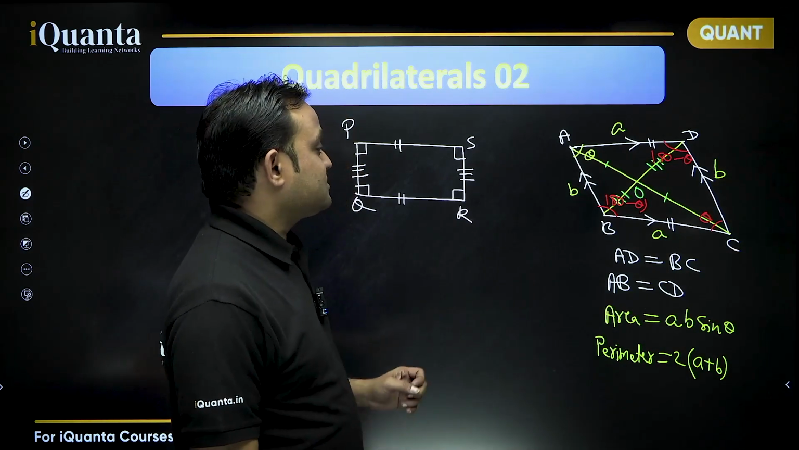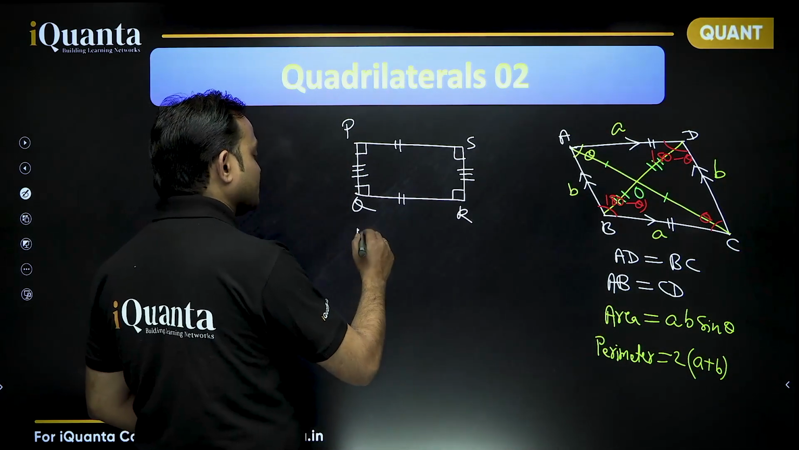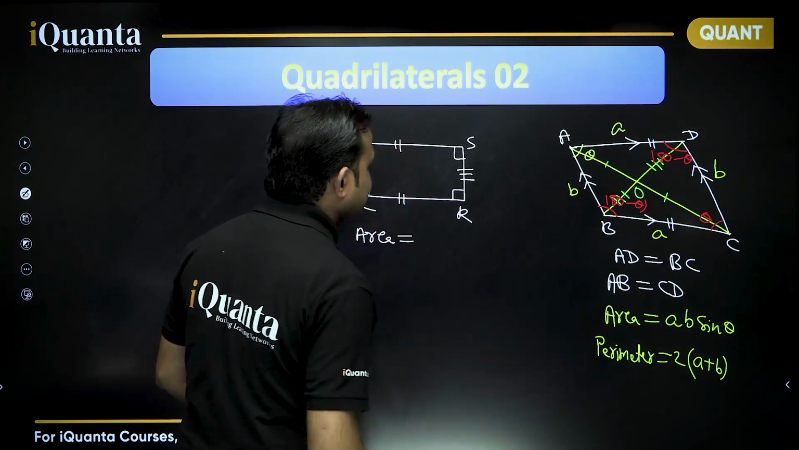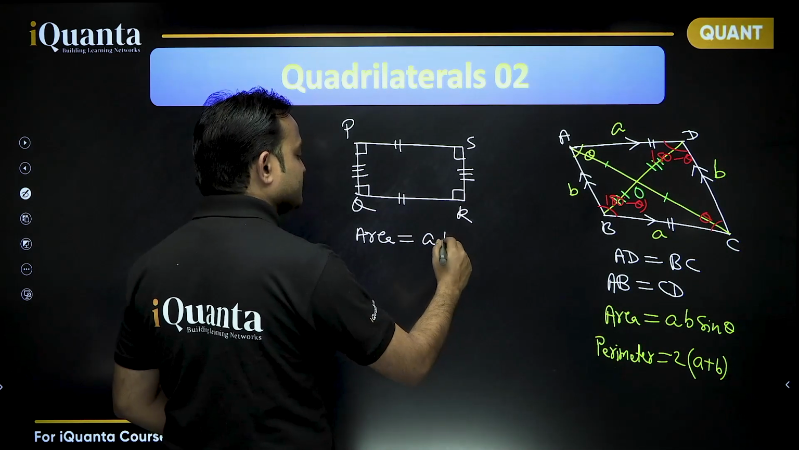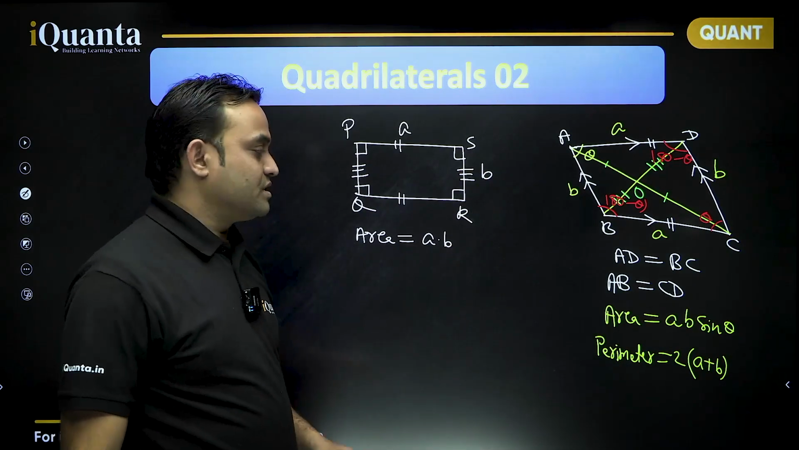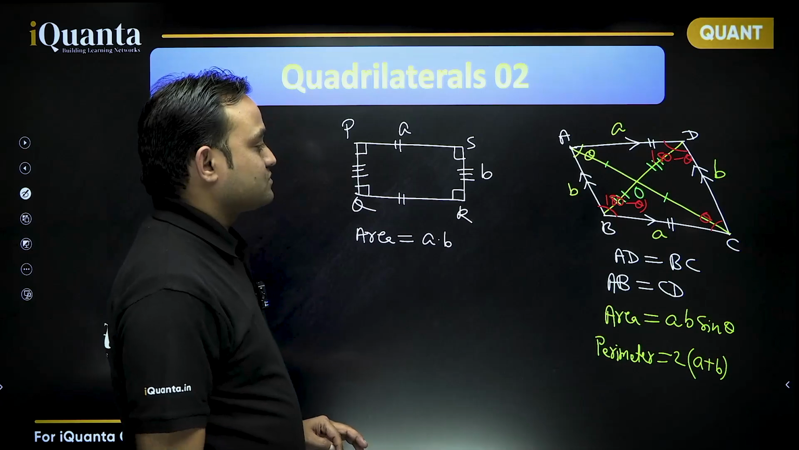Now, in case of a rectangle, what is different from a parallelogram is that the area will be equal to AB sine theta, where theta is equal to 90 degrees. So we can simply say this is AB. If this side length is A, this side length is B, this will be A into B. The perimeter will remain the same throughout all the parallelograms.